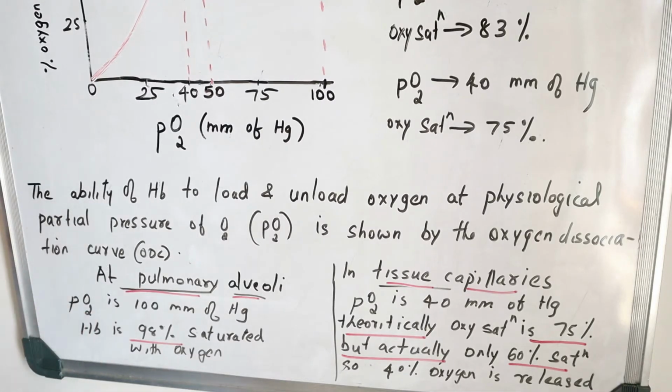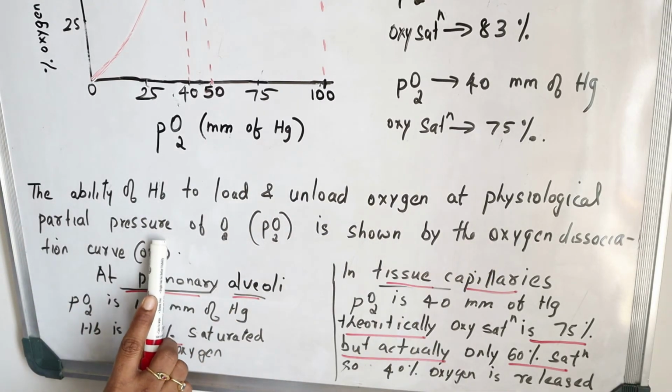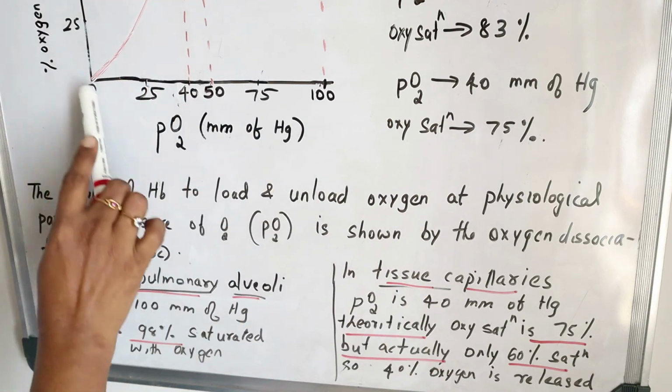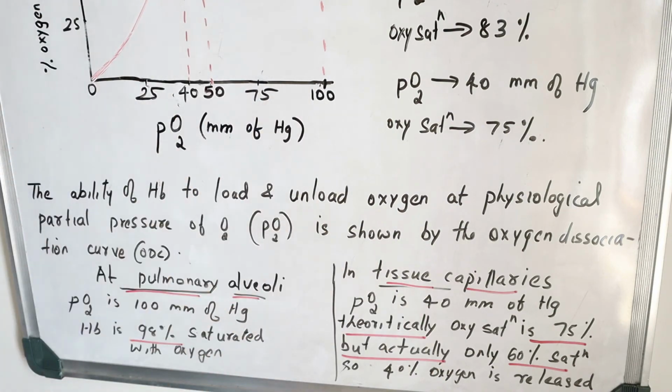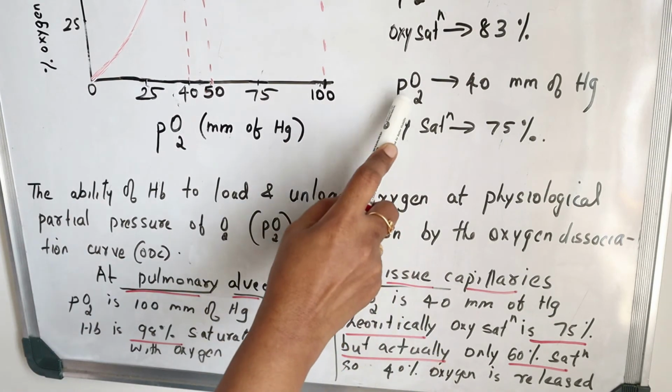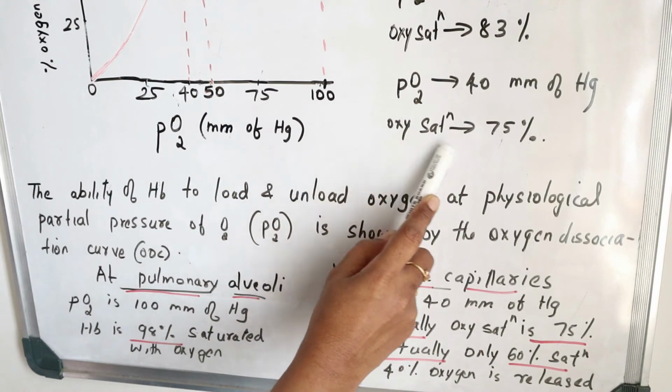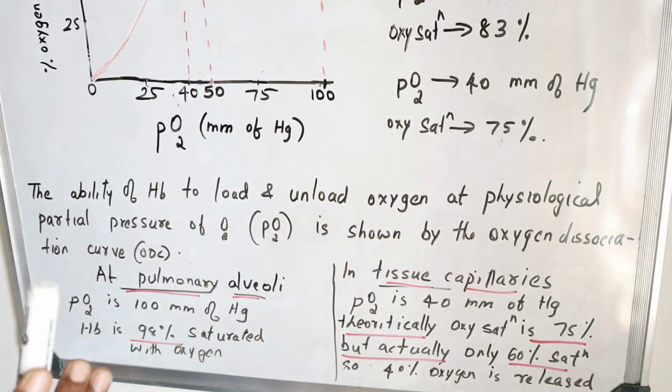The ability of hemoglobin to load and unload oxygen at physiological partial pressures of oxygen is shown by this ODC curve, the oxygen dissociation curve. At pulmonary alveoli, where the partial pressure of oxygen is 100 millimeters of mercury, we can see 98% oxygen saturation. But in tissue capillaries, the partial pressure of oxygen is 40 millimeters of mercury, and theoretically oxygen saturation would be 75%. But actually, it doesn't happen here. Only 60% oxygen saturation of hemoglobin can be seen in tissue capillaries.